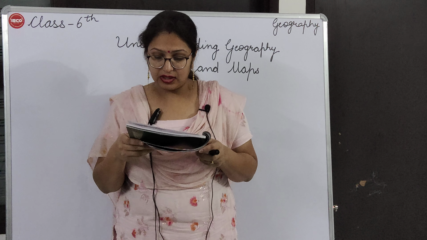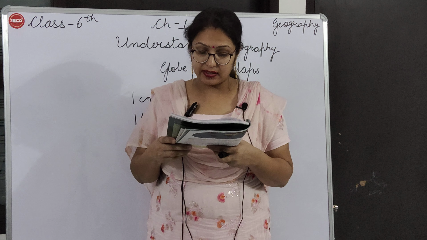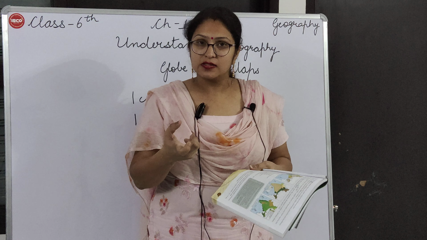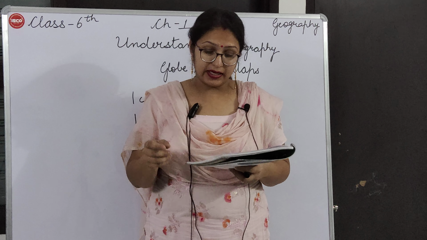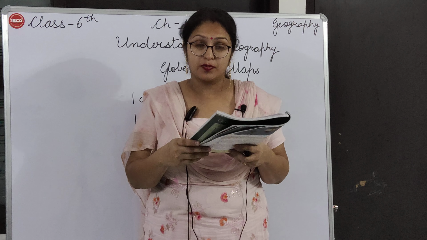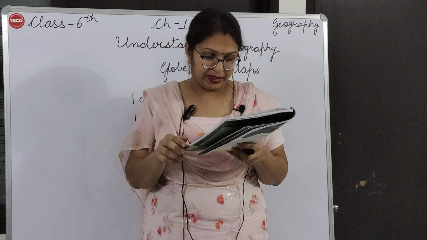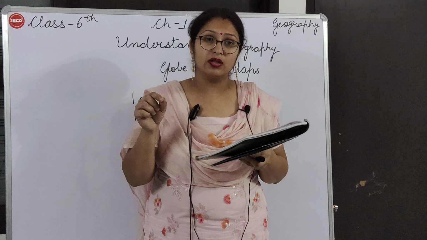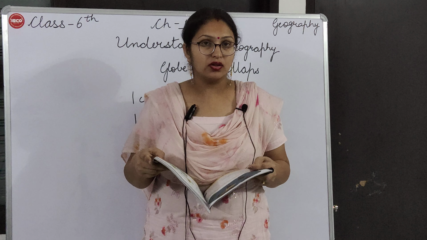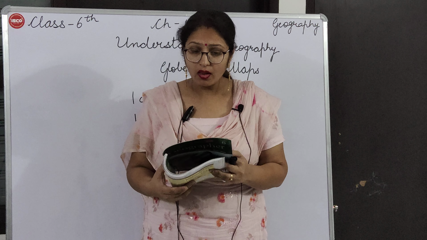Then there are 3 ways of representing a scale. Statement scale: a verbal statement gives a written description of the scale, meaning when you are speaking it is verbal, and when someone is writing it is a written description. For example, 1 centimeter is equal to 10 kilometers. This means that 1 centimeter on the map is equal to 10 kilometers on the ground. So if you measure 1 centimeter on the map, you have to go 10 kilometers on the ground.